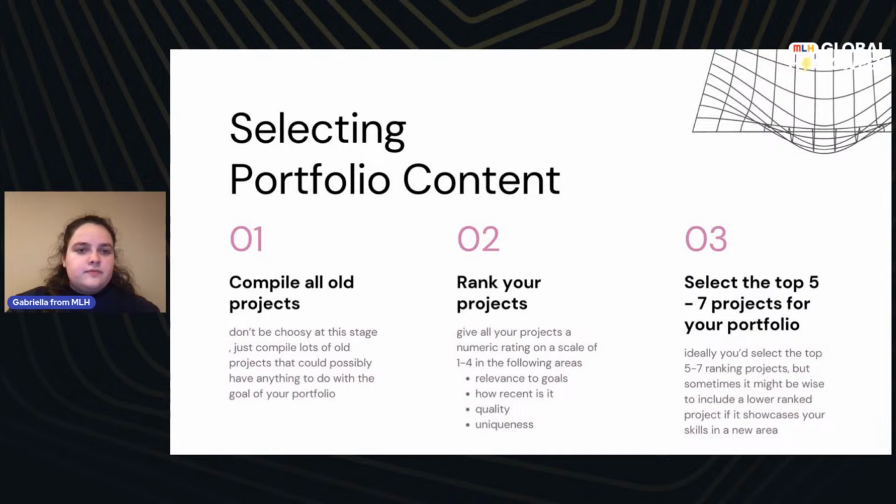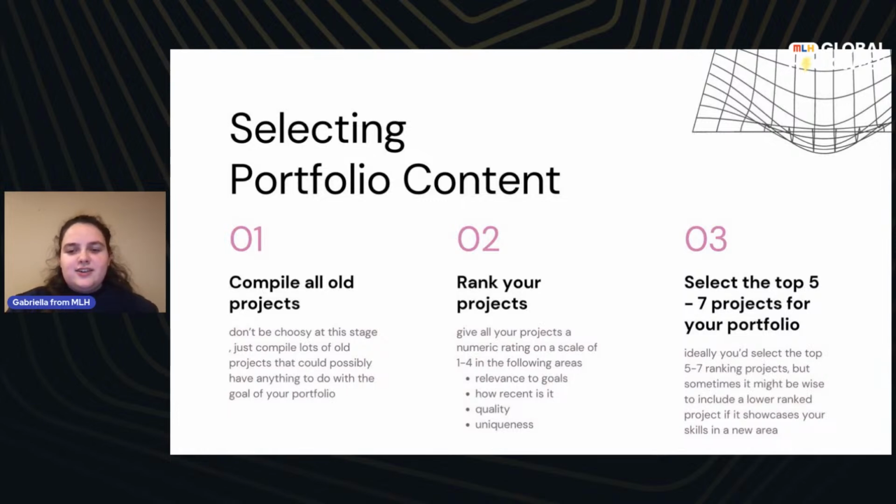All right. So now we're going to move on to how to select portfolio content. So first, what you're going to do is compile all your old projects. You don't necessarily need to be that choosy at this stage. Just compile all your old projects, all your old experiences that might possibly have anything to do with the overall goal of your portfolio. And after you've listed everything out, this could take a little bit of time if you don't have that many that are relevant, or you're still a beginner in gaining experience, or it could take a pretty long time if you have a lot of different projects and you've been doing this for a while. But once that's done, you're going to move into the second stage, which is ranking your projects.